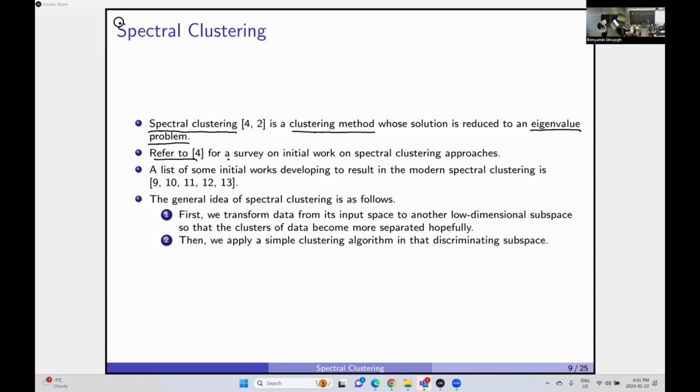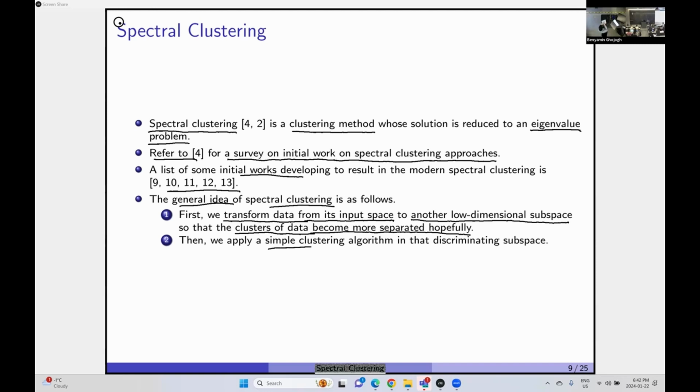Refer to this for a survey on initial work on spectral clustering approaches. By the way, I have a tutorial paper on spectral clustering; feel free to read that. A list of some initial works on spectral clustering are these. The general idea of spectral clustering is this. This is important. First, we transform data from its input space, the space where it is in, to another low dimensional subspace. So it kind of uses dimensionality reduction so that the clusters of data become more separated, hopefully. Then we use a simple clustering algorithm in the embedding space, the low dimensional space.